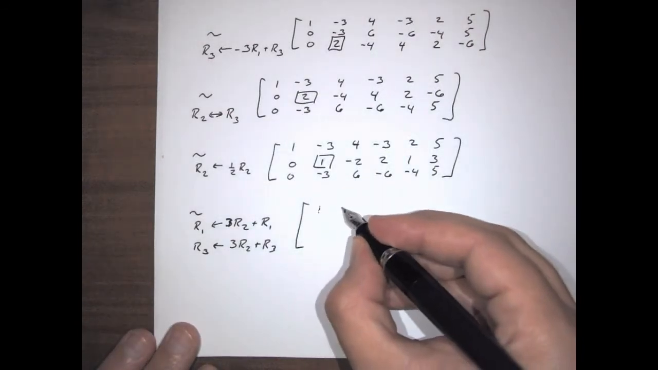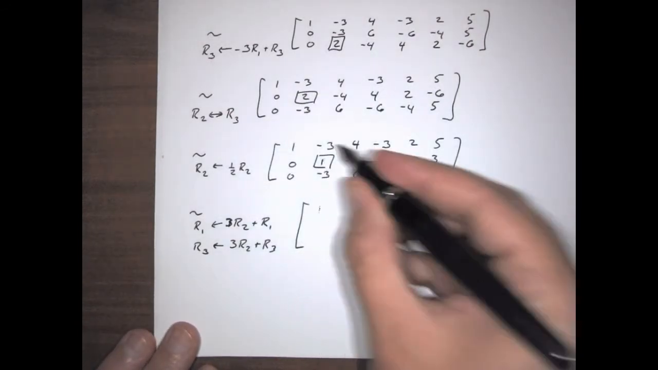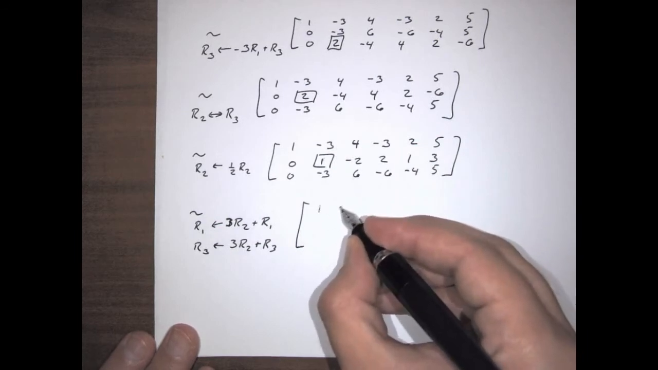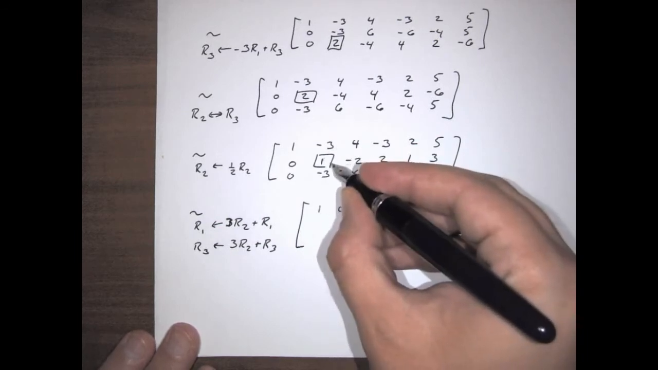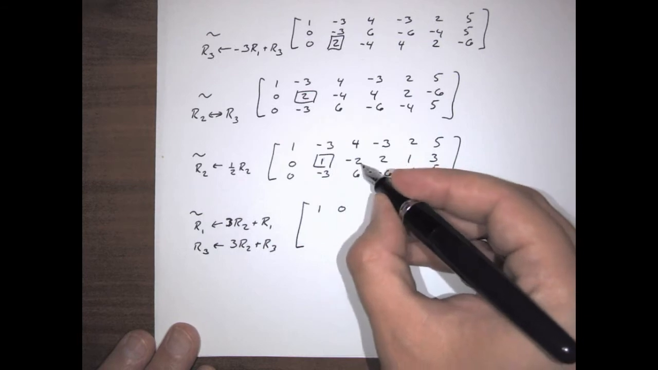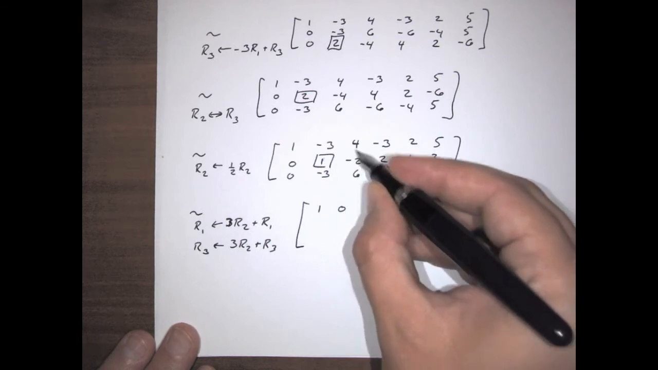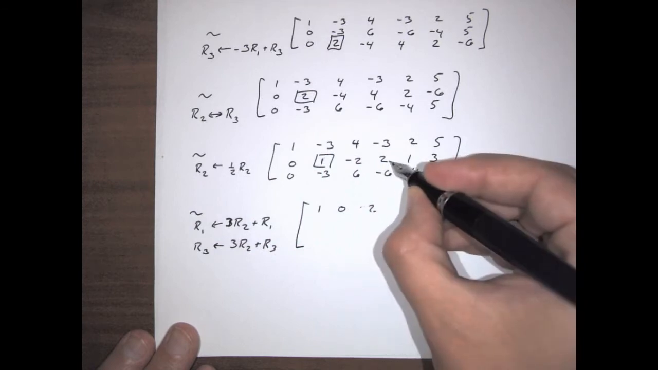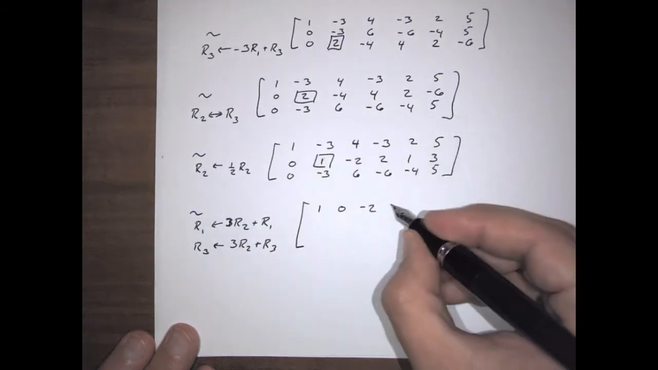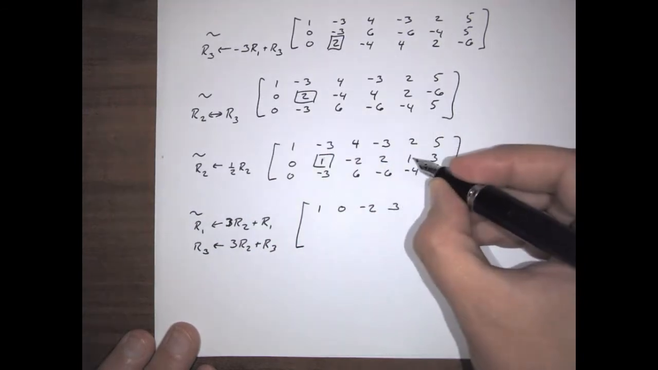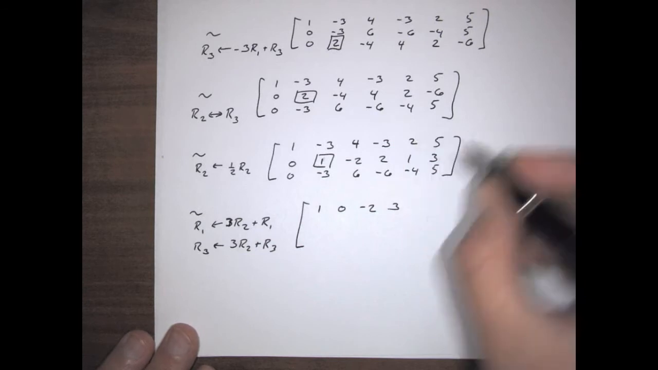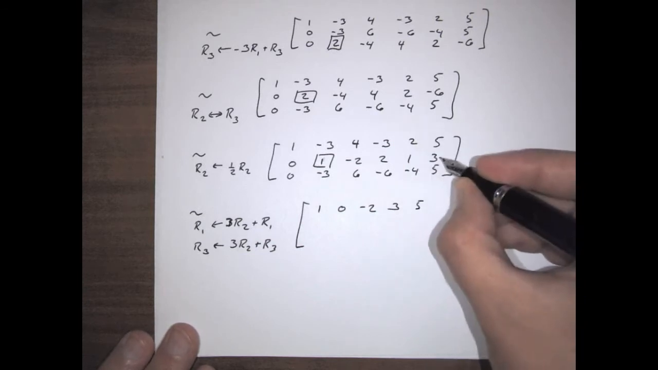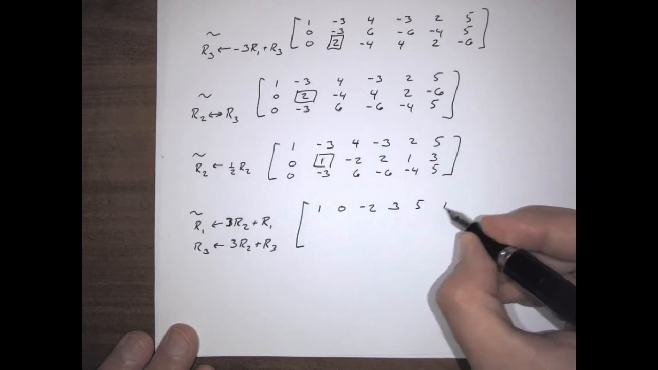So we've got 1. Okay, so now it's going to be 3 times this plus that. So it's going to be 0, which is the goal. And then we're going to have 3 times negative 2 is negative 6 plus 4 is going to make negative 2. 3 times 2 is 6 plus negative 3 is 3. 3 times 1 is 3 plus 2 is 5. 3 times 3 is 9 plus 5 is 14.